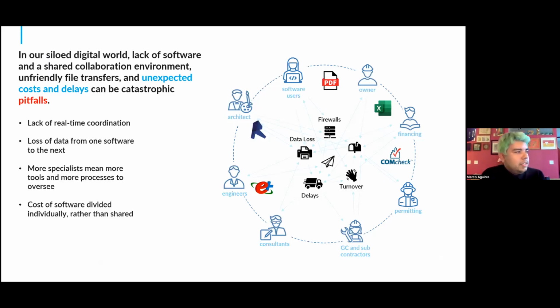We're going to talk a little bit about the collaborative workflow. There have been a lot of issues, highlighted throughout the pandemic, of how it's been more difficult to communicate with one another and stay on the same page. We really want to make sure that more folks are incorporating more parts of the team so we can all make decisions together. But there have been a lot of issues with lack of real-time coordination, inability to move data from one platform to another, delays, turnovers, loss of data, requiring more specialists to run different tools, and dividing the costs individually rather than sharing more of these costs to communicate and be centralized.